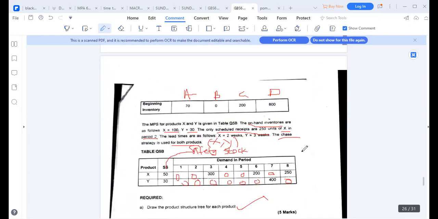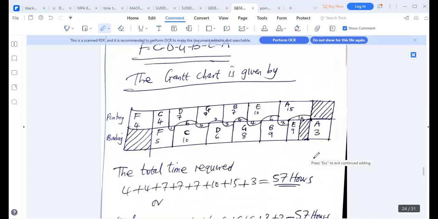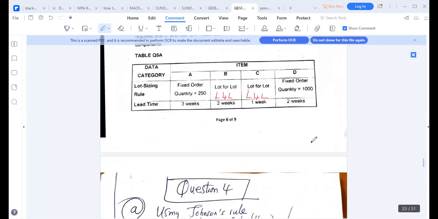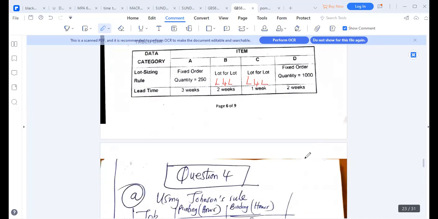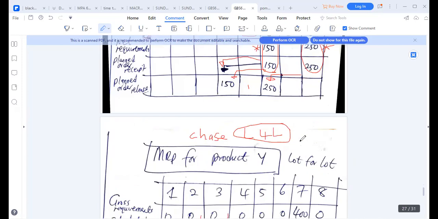We check in the table the lead times. So we check the table for lead times, and the lead time for B is 2 weeks, for C is 1 week, for D is 2 weeks. So this is the aspect of getting down to lead time. So this is what goes on.